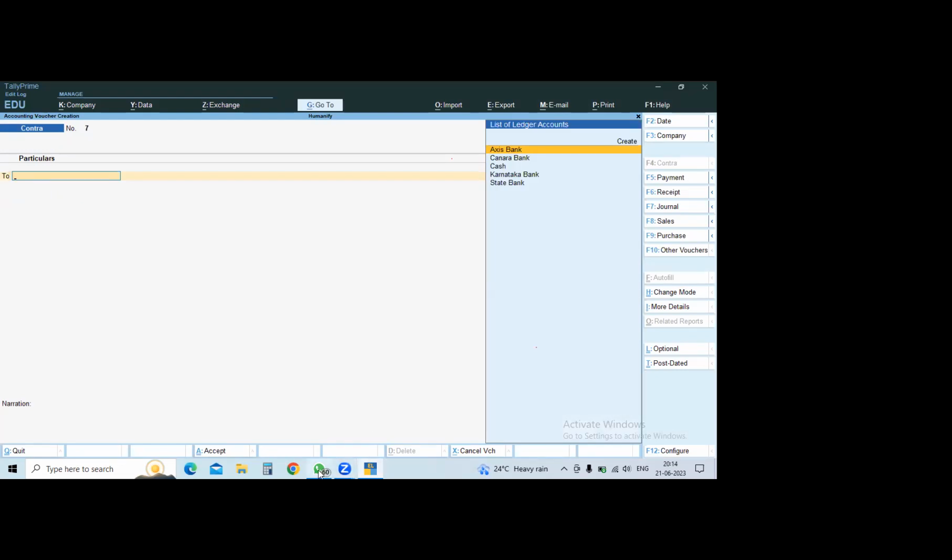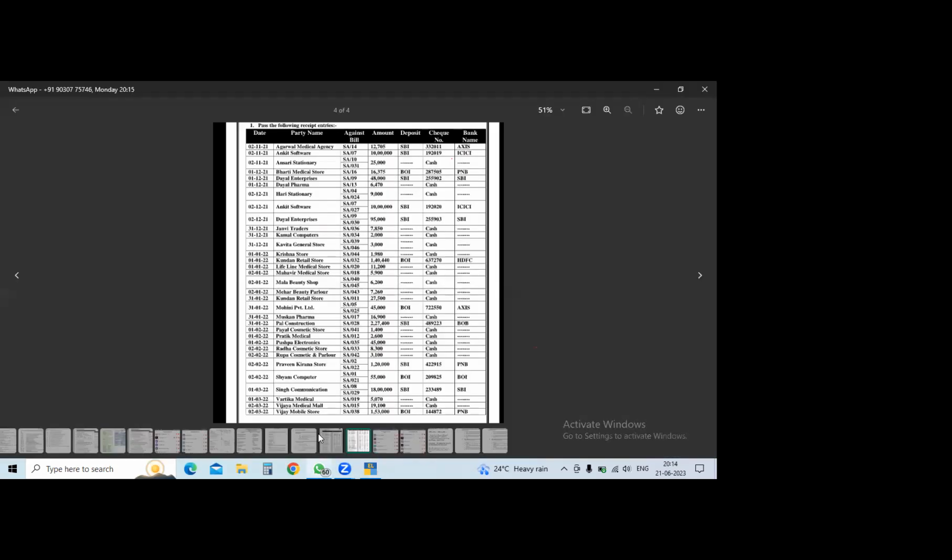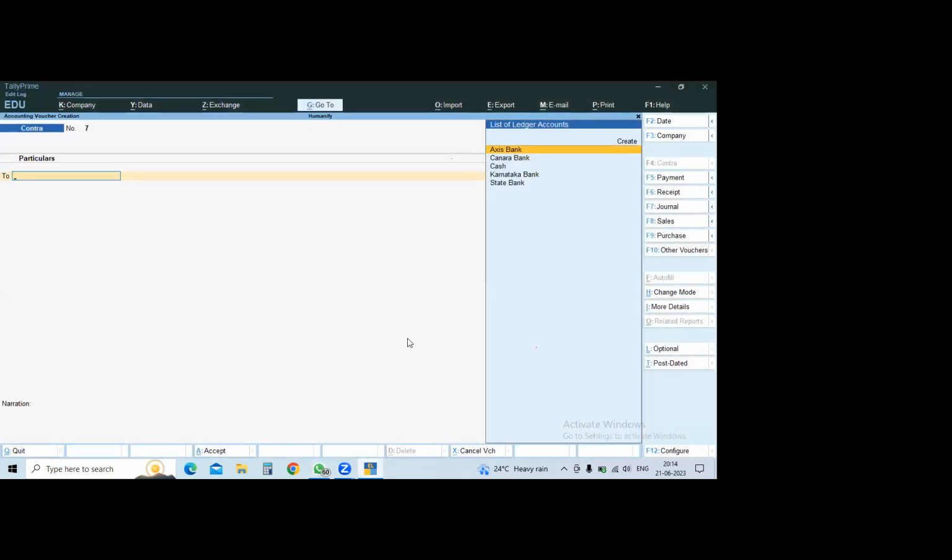Next one. ICICI Bank is the giver bank. SBI is depositing, the depository. Same way, ICICI Bank account is credit, SBI is debit. That means "To" ICICI, you should create "By" SBI. So "To" ICICI you have to create.